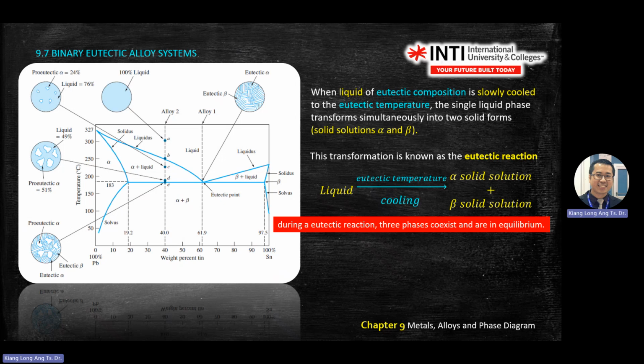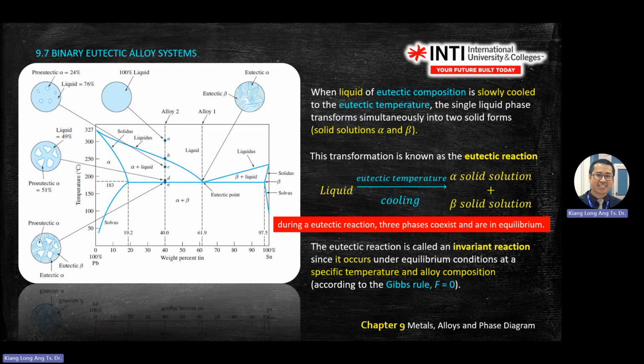So during eutectic reaction, 3 phases coexist and are in equilibrium. What does it mean? If you look at this point, eutectic point, there are three things you can see. You can see alpha, you can see beta, you can see liquid. So you see liquid, alpha, beta. Liquid to 2 solid. That is eutectic process.